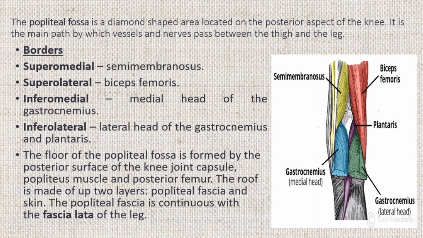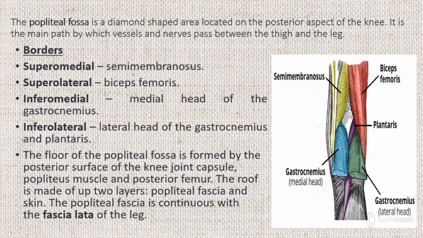Borders. The popliteal fossa is diamond-shaped with 4 borders. These borders are formed by the muscles in the posterior compartment of the leg and thigh. Superomedial border, semimembranosus. Superolateral border, biceps femoris. Inferomedial border, medial head of the gastrocnemius. Inferolateral border, lateral head of the gastrocnemius and plantaris.